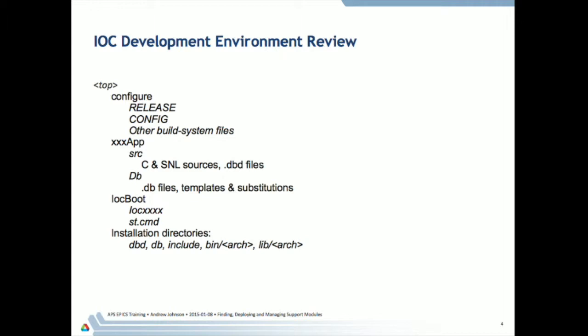There may be a series of app directories that contain source directories or DB directories that provide the C and state notation language sources, DBD files, database files, templates, and so on. We may have an IOC boot directory, which itself contains an IOC subdirectory for each of the IOCs, and those in turn contain startup files and so on. And those three top areas, the configure, the app directories, and the IOC boot, are our sort of source code as far as this development top is concerned.